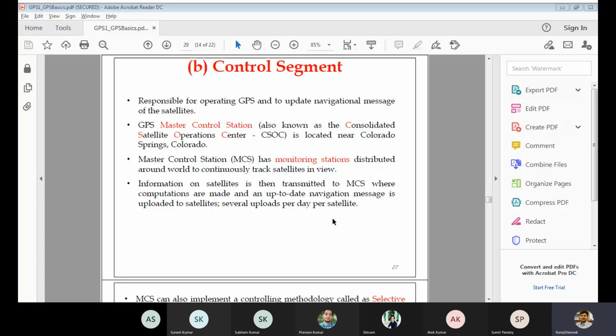The GPS master control station is the whole soul in charge of updating, operating, and maintaining the GPS satellites in space. This master control station has monitoring stations distributed around the world to continuously track satellites in view. Information on the satellite is then transmitted to the MCS, where computations are made and an up-to-date navigation message is uploaded to satellites. Several uploads per day per satellite. Although in general 4 uploads are done at present per day, if required, more than 4 can also be done.